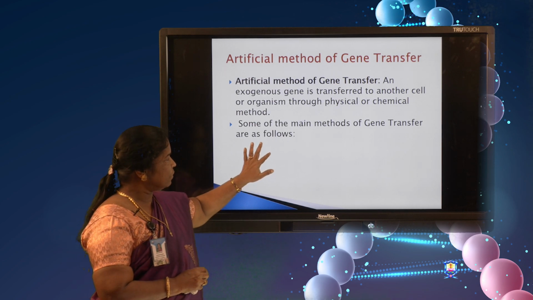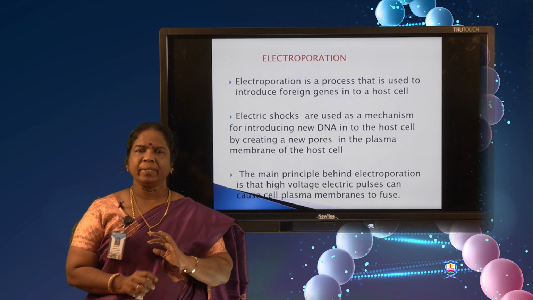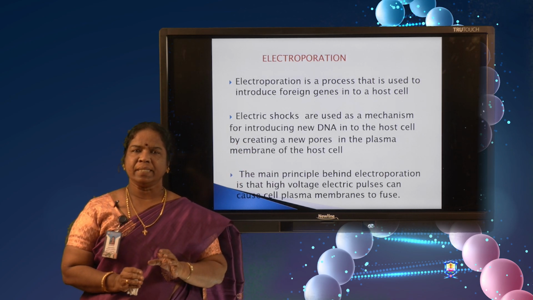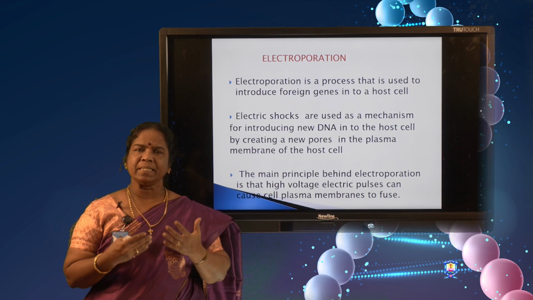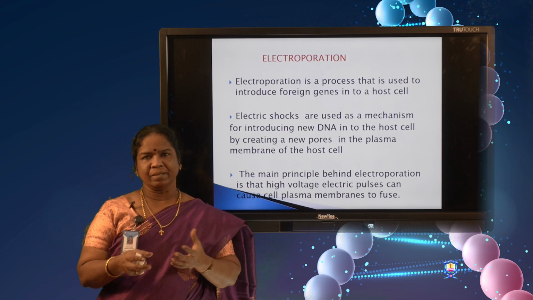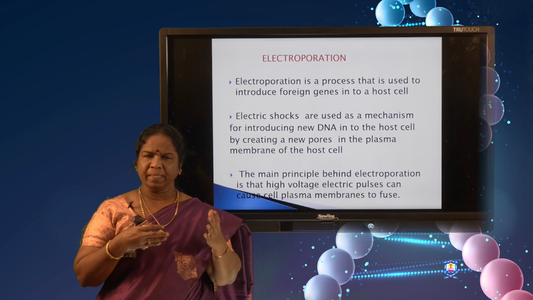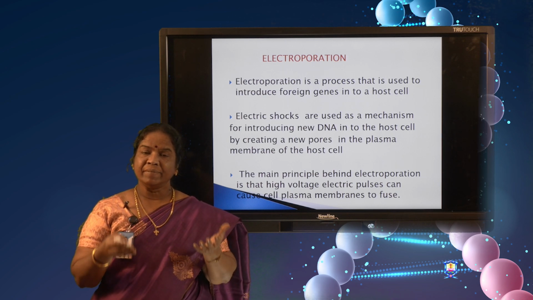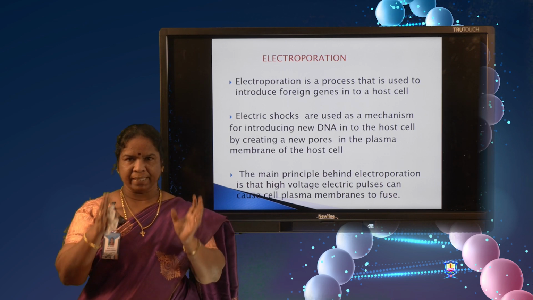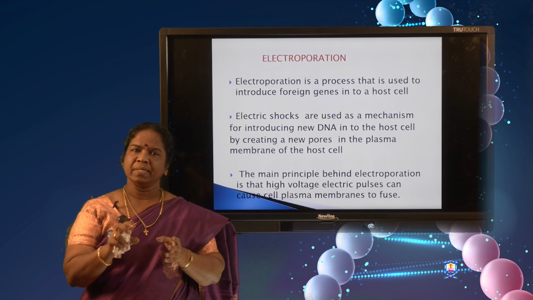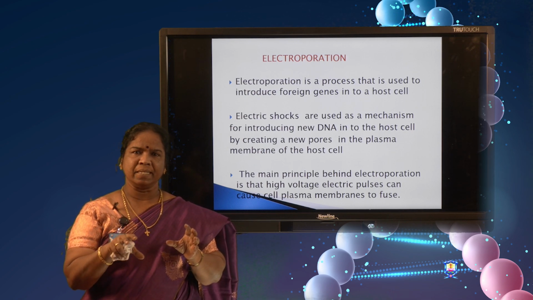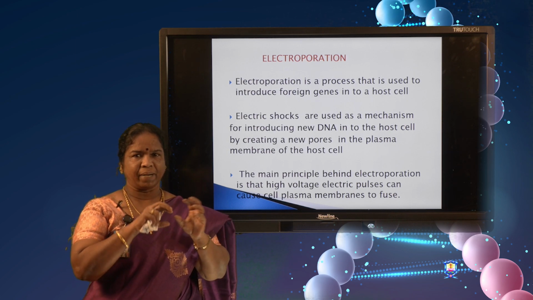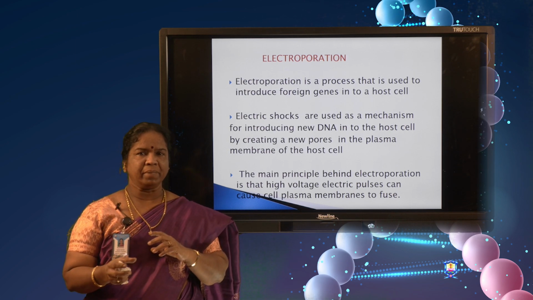First one, electroporation. Electroporation is a process used to introduce the foreign gene into the host cells. Here we are using electric shock to introduce the foreign gene into the host cells. We apply high voltage electric pulses which create pores on the plasma cell membrane. Through these pores, the foreign gene enters inside the host cells. Then inside the host cells, the foreign gene binds with the host genome to form new cells.